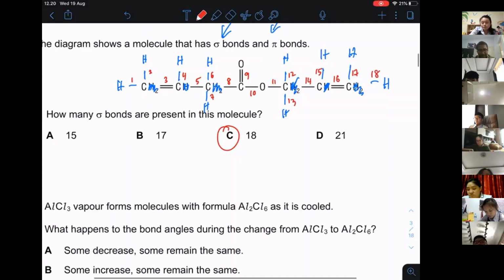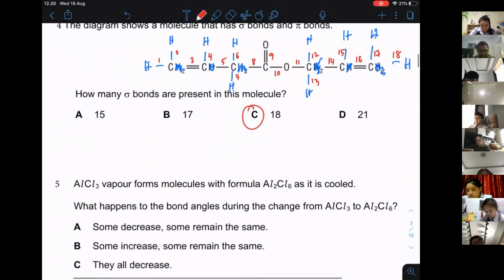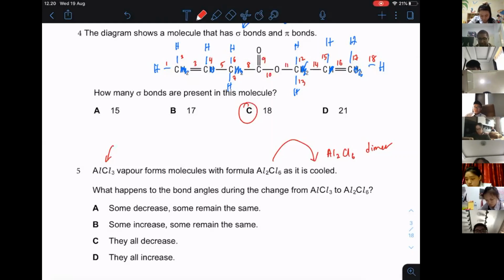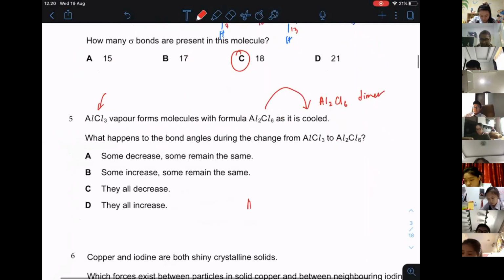Now, aluminium. You remember also that when it is at lower temperature, you have Al2Cl6, a dimer. The dimer will be formed at lower temperature, and AlCl3 will be formed at higher temperature. Maybe you can check in your textbook. But now they actually ask about what happens to the bond angle. AlCl3, aluminium is group 13.